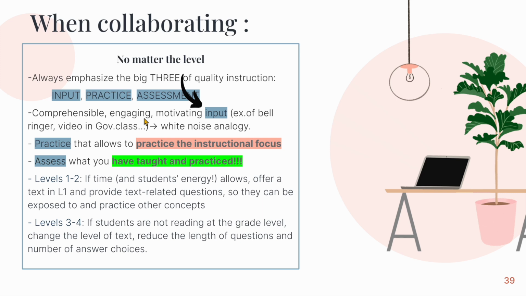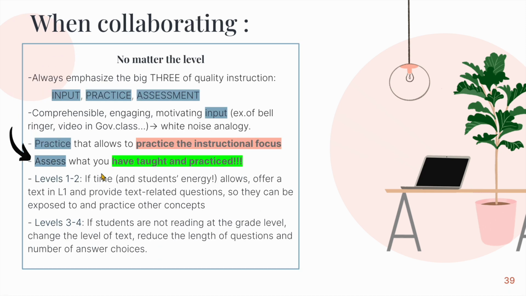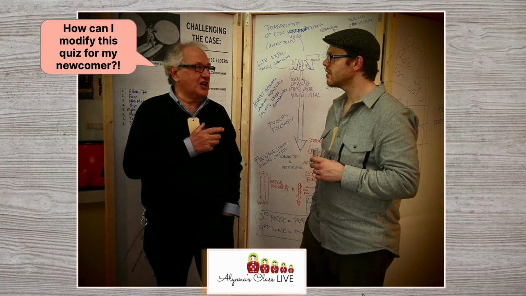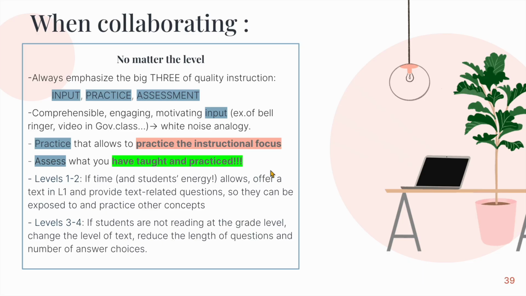Now, as far as the practice, it needs to be something that allows them to practice the instructional focus. Remember, we have narrowed down the focus. Don't spread too thin. When it comes to assessment, you will want to assess what you have taught and practiced. Teachers are asking, how can I modify this or that assessment? The answer is in your head. If you know what you've chosen for your input, if you know what you have practiced, you should have a good idea of what and how you're going to be assessing it.